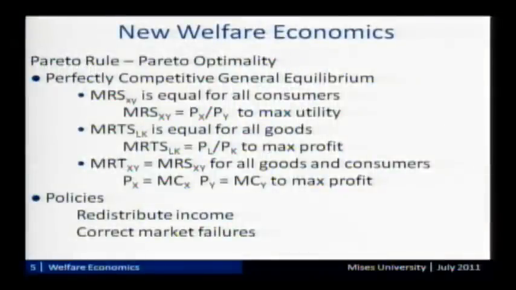Why is this true? Because every consumer maximizes his or her utility by equating the marginal rate of substitution, the rate at which they're willing to trade goods, Y for X, to the price ratio. But the price ratio in perfectly competitive markets will be the same for all consumers, right? There won't be any divergence between the price of X that each consumer is paying and the price of Y that each consumer is paying, and so on. So the market's good here, it's efficient.